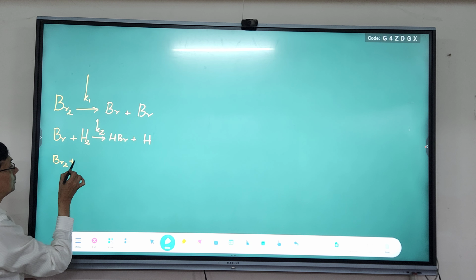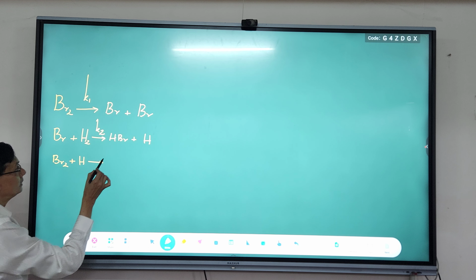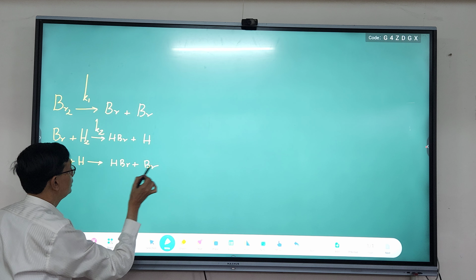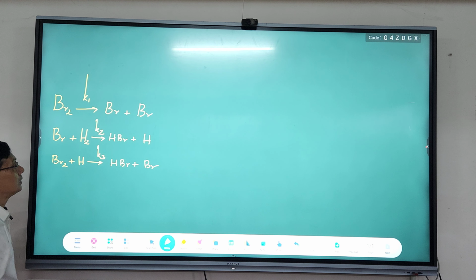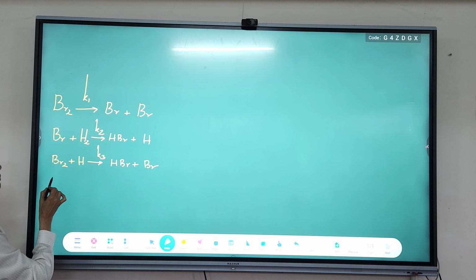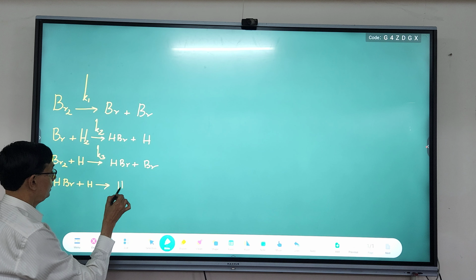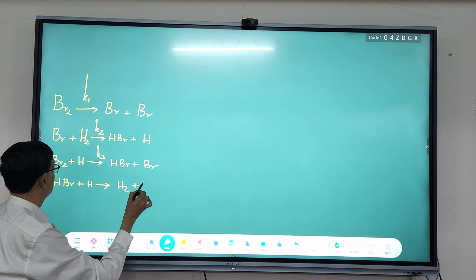Then again Br2 plus H gives HBr and Br. It is also a propagation step. Another step is HBr plus H giving H2 and Br, it is K4, and the last step is a termination step. Br again reacts with Br to form Br2, the final product, and it is the K5 step.